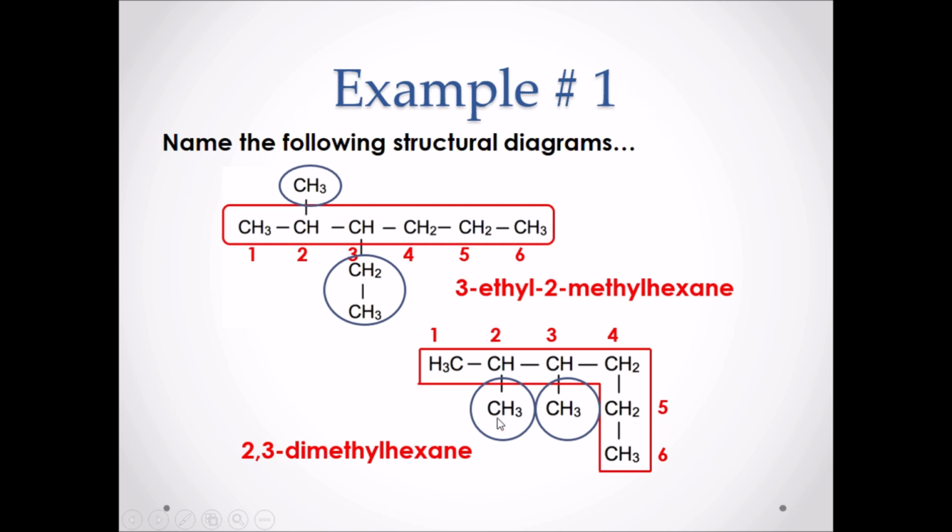2,3-dimethyl, meaning there are 2 single carbon branches, one coming off the 2nd and one coming off the 3rd in the longest carbon chain. Hexane, because our longest carbon chain is 6 and all bonds are single bonds. Again, remember, dashes go between numbers and letters, and commas go between numbers. There are no spaces in the 2 names.